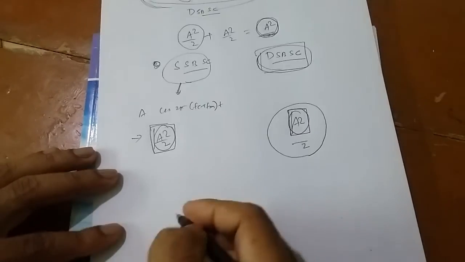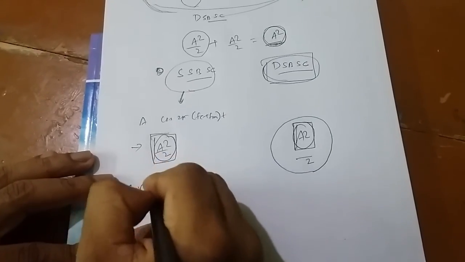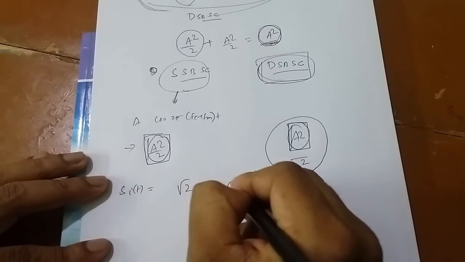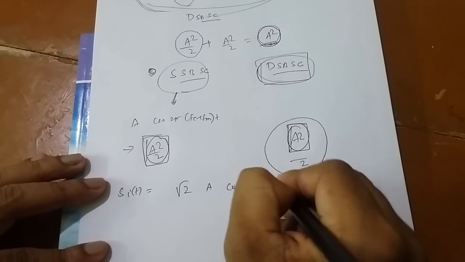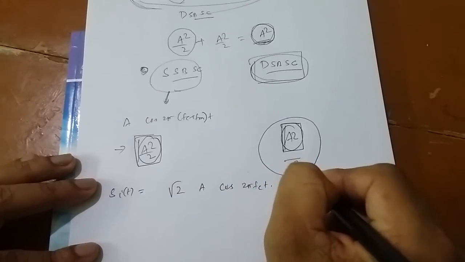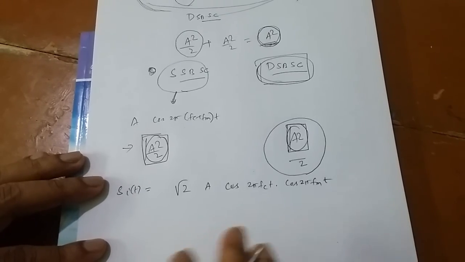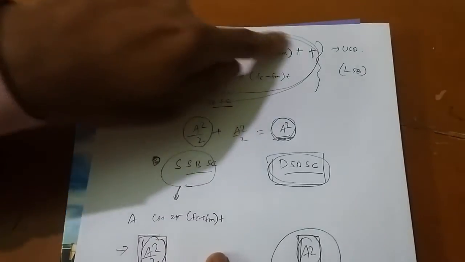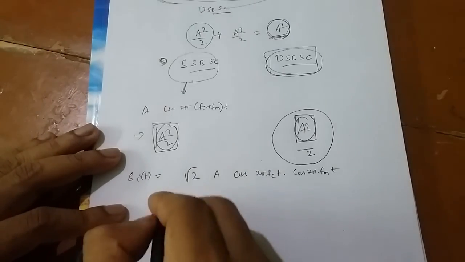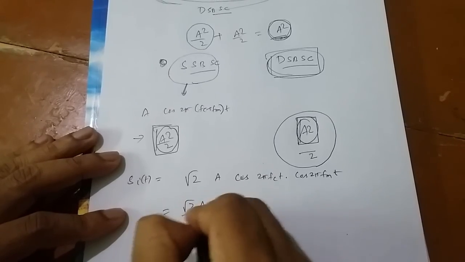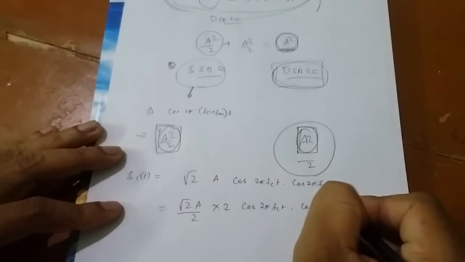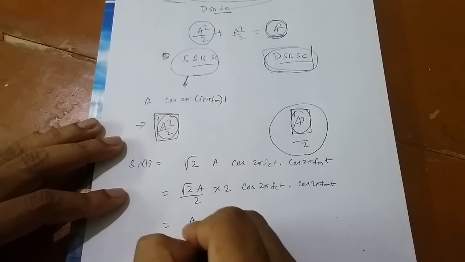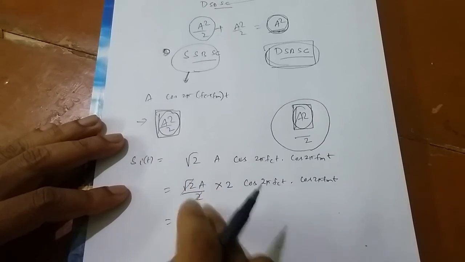So what should be that expression? If I write si(t) as root 2 A cos 2 pi fct into cos 2 pi fmt, let us see what is the power coming. If we prove that this power is A square by 2, then we will proceed with this equation rather than the earlier equation. Now I am dividing by 2 and multiplying by 2, so this becomes A by root 2.